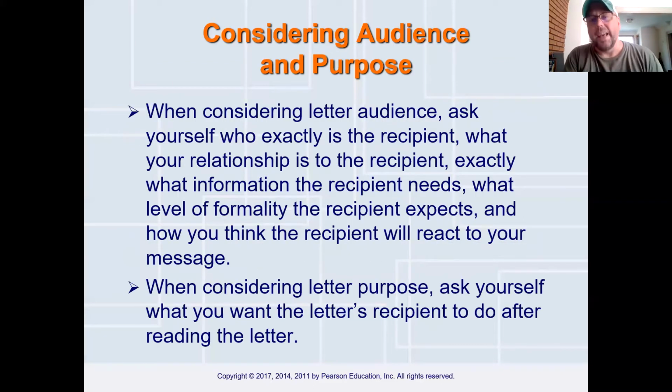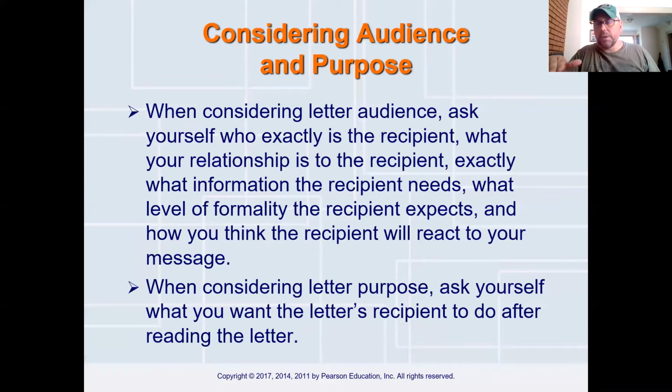When you're considering a letter to the audience, you want to ask yourself, who's going to be the recipient? Is this someone specific to the company, or is it a customer? Is it another contractor? You need to consider these very carefully. What's your relationship to this recipient? Are we buddies? Are we good friends? Do we go way back? Have I met this person once or twice? Whatever. Exactly what information that recipient needs.